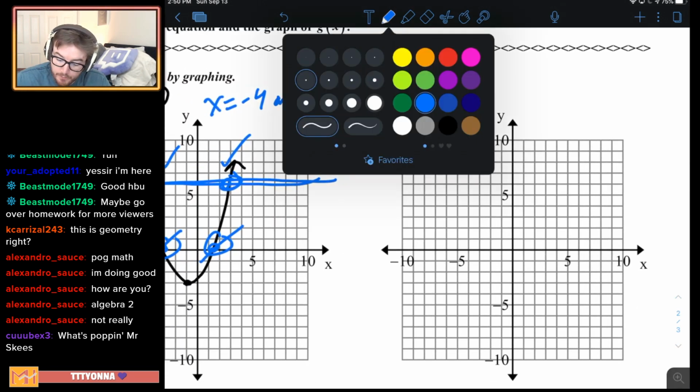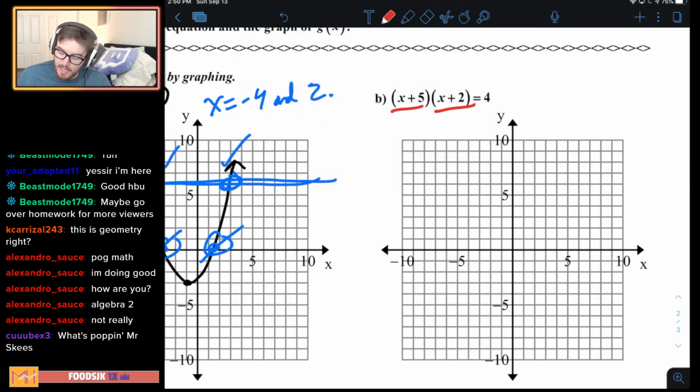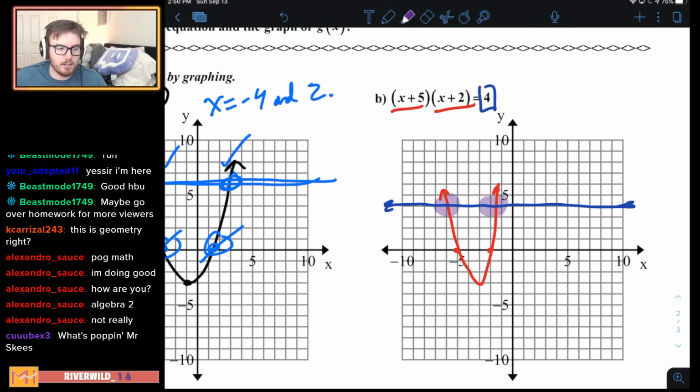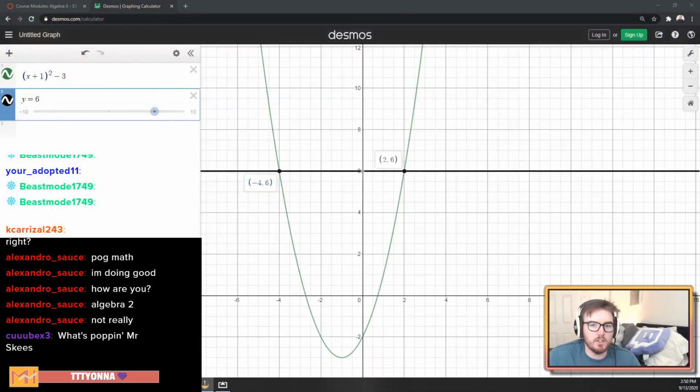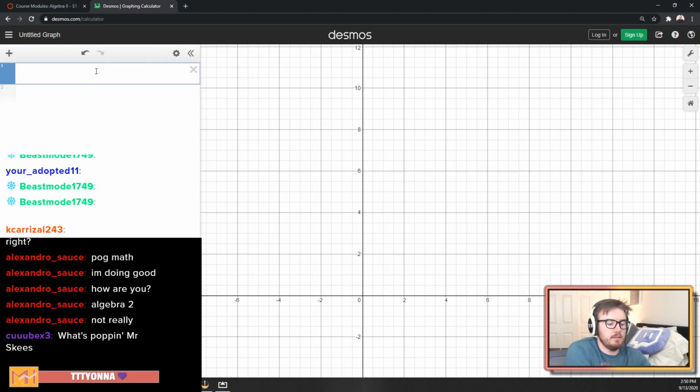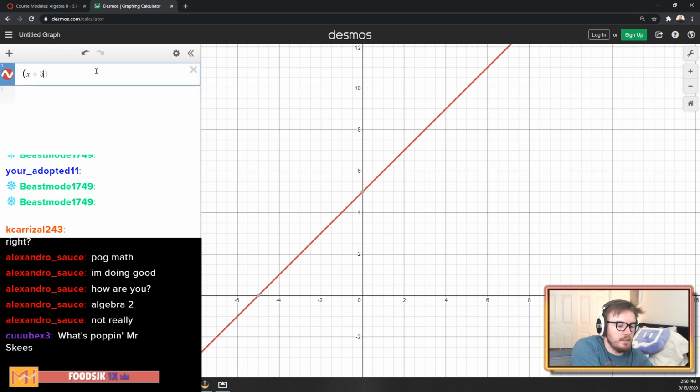So this is in intercept form. It tells us that we have zeros at -5 and -2. But those aren't the points that I care about. I care about the points where the graph is equal to 4. The graph is equal to 4 along this line. So, what is the value? What points are here and here? Again, I'm just doing a rough sketch. You can't really trust my rough sketch to be super accurate, so I turn to Desmos because it's my trusty friend here.